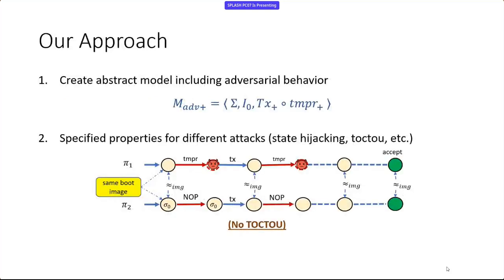So in our approach, we try to create a combined model where we have transition relations from the protocol, and then this tamper function, which models all the capabilities of an active adversary. And then we also came up with properties which could model different attacks and then try to verify them.